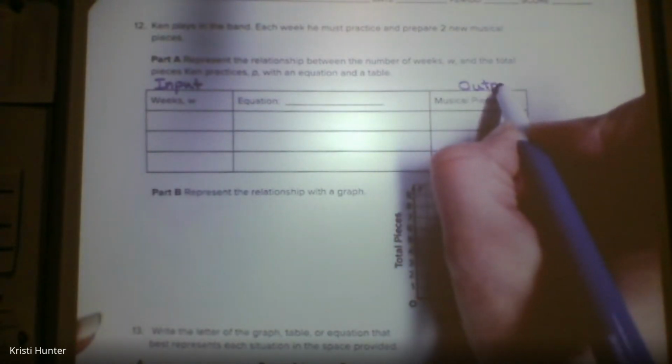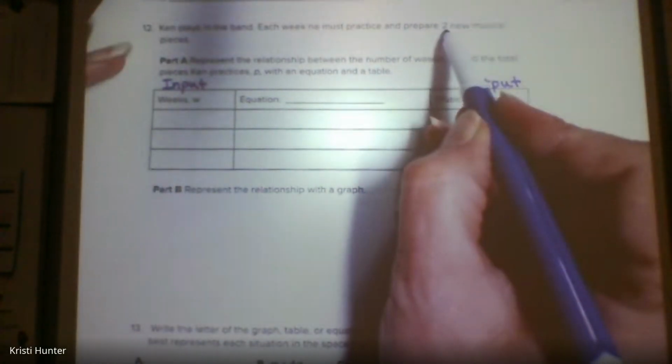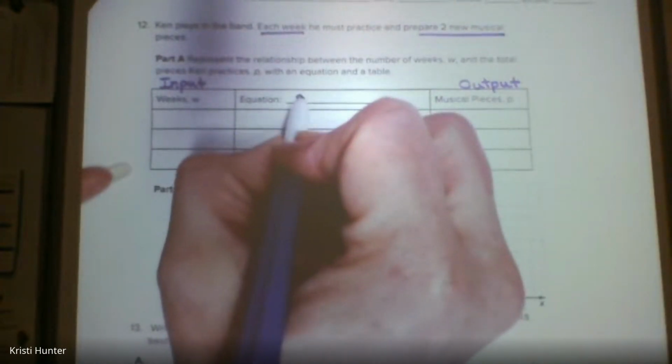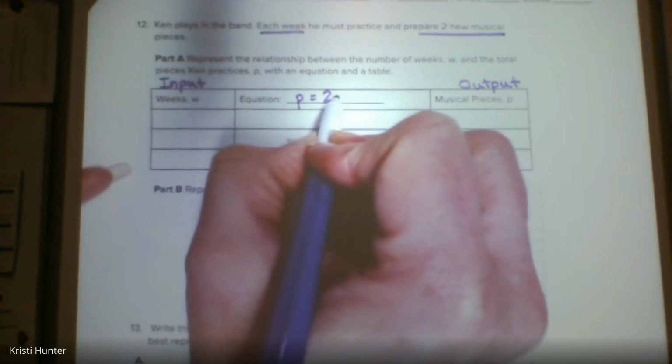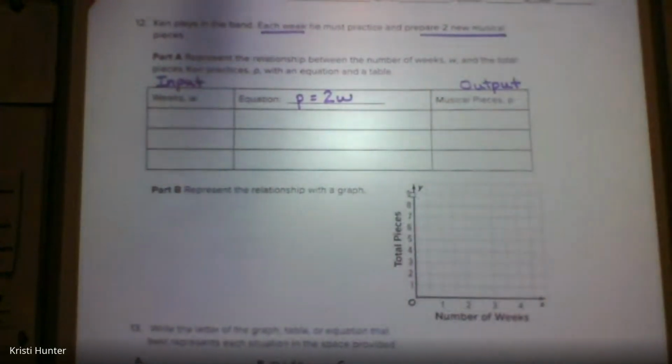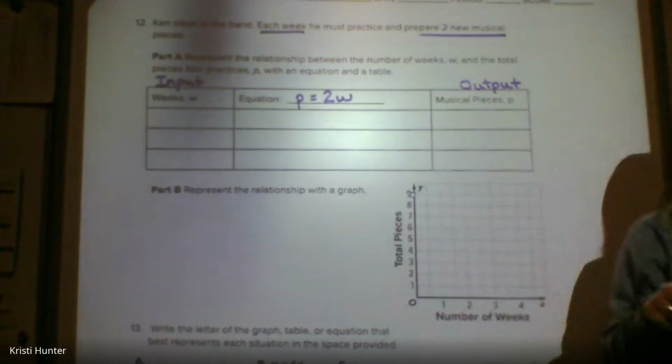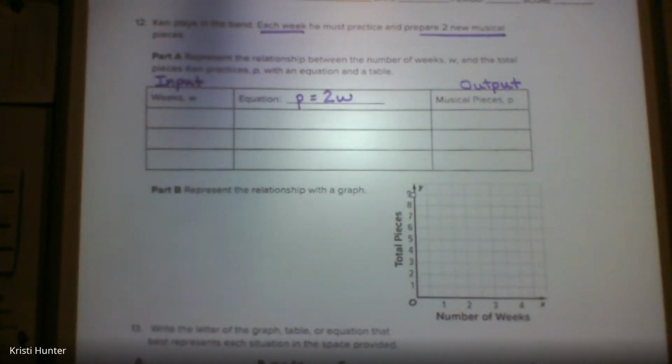So let's think about what the problem tells me. He does 2 musical pieces each week. So I know that his number of pieces is going to be 2 per week. Remember, anytime you hear that per, that tells you that's a multiplication equation. So if I put in, and this is where I can pick my values, I would probably pick 0, 1, 2. If you want to pick 1, 2, 3, I can do that one too. But you only have to pick 3 numbers.